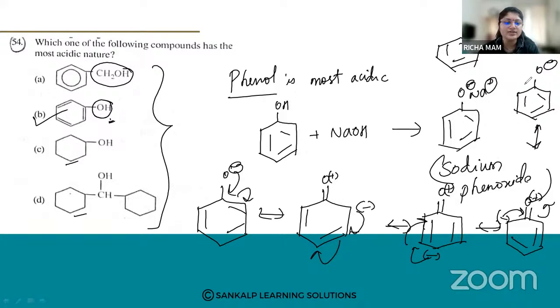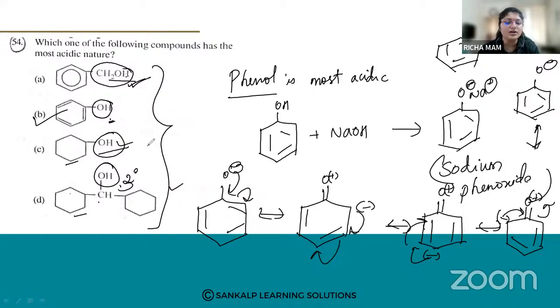Because it's phenoxide ions, it is more stabilized by resonance, while the rest of these three compounds are alcohols. So these all three are alcohols. This is a primary alcohol, and this is a secondary alcohol, right? Sorry, this is a tertiary alcohol.